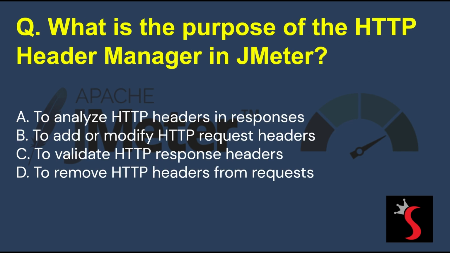What is the purpose of the HTTP header manager in JMeter? A. To analyze HTTP headers in responses. B. To add or modify HTTP request headers. C. To validate HTTP response headers. D. To remove HTTP headers from requests.